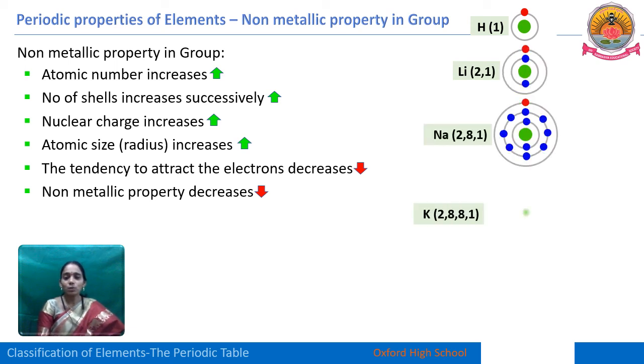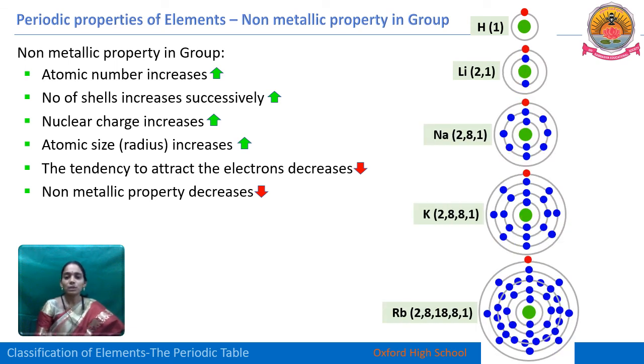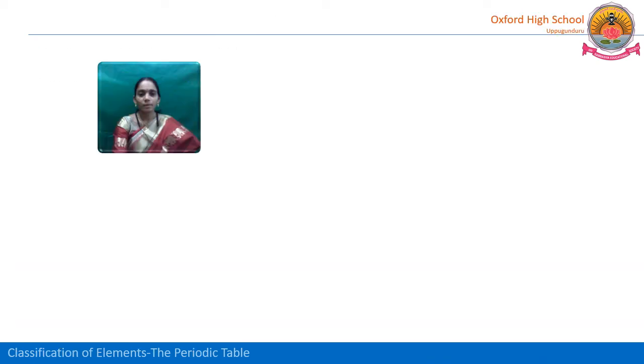From hydrogen to cesium and francium, we know that the number of shells increases. You can observe in this picture. Here the outermost shell electrons are loosely held and the tendency to attract the electrons decreases because of the less nuclear force of attraction towards the outer shell. Because the atomic radius increases, all these properties lead to the tendency to attract the electrons decreasing. So non-metallic property decreases in a group from top to bottom.